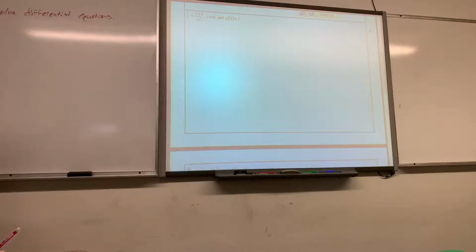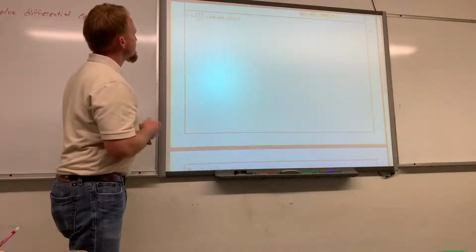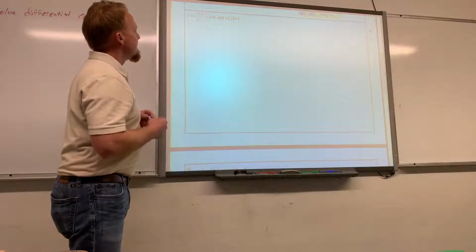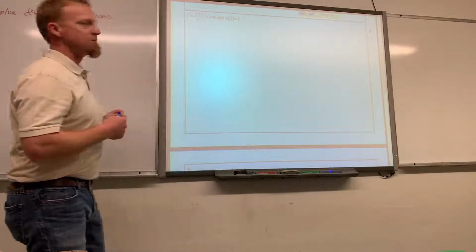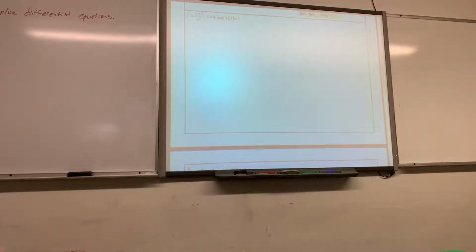All right, y prime equals (y plus 3) over x squared. X cannot be 0, and y of 2 equals 1. Somebody raise your hand and get us started on this one.